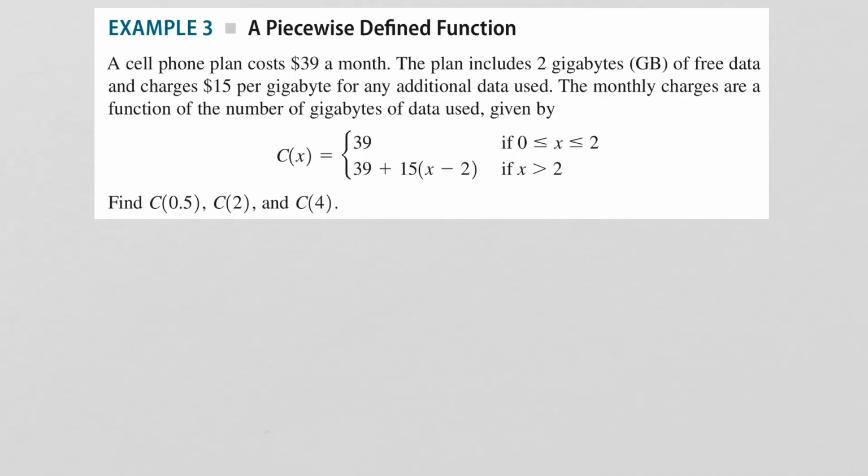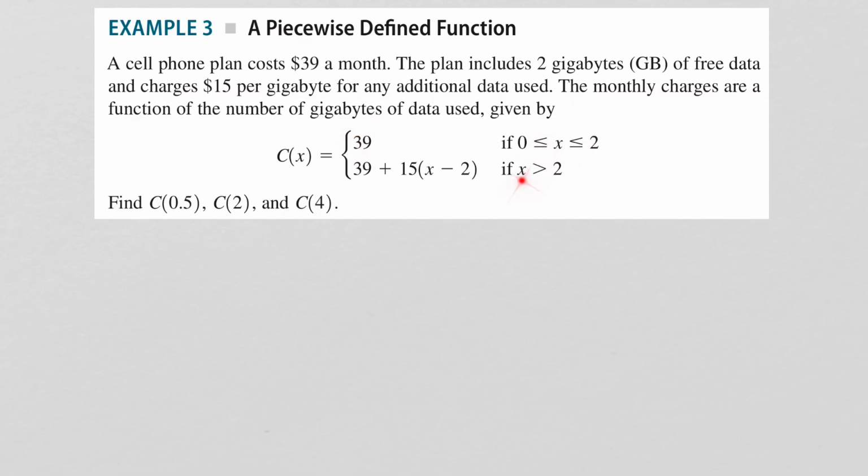A piecewise defined function is a function that is defined in pieces. So in the example here, a cell phone plan costs $39 a month. The plan includes 2 gigabytes of free data and charges $15 per gigabyte for any additional data used. The monthly charges are a function of the number of gigabytes. So if you use between 0 and 2 gigabytes, you are only going to pay $39.